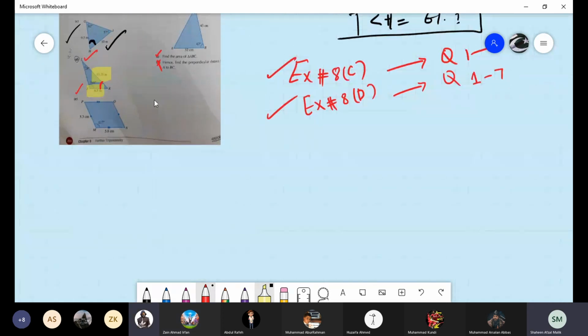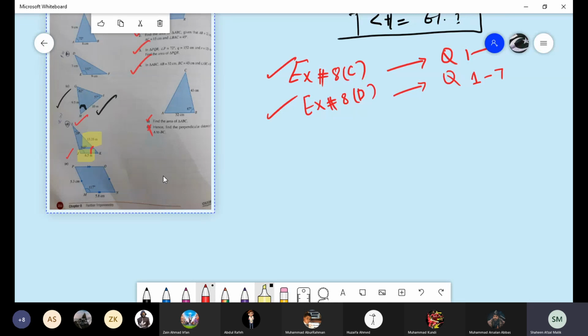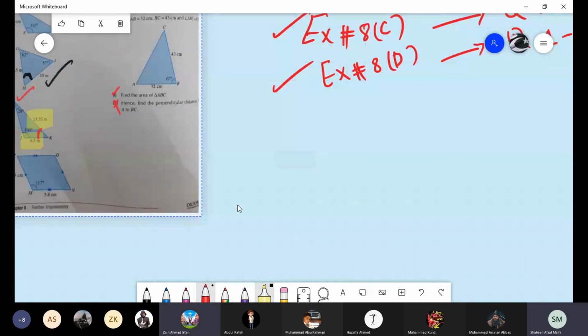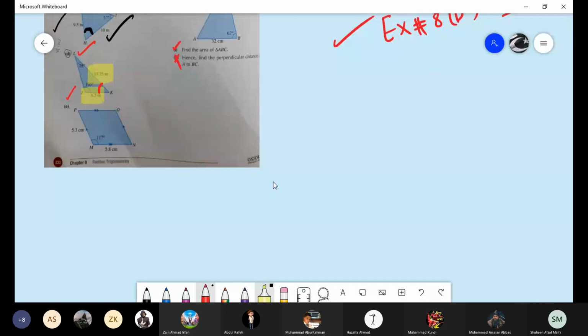Now move to question 4. Yesterday we have done A, B, C and D; C and D was homework. Today we have to start from question number E. Look at the E part. It is not a triangle. It is a parallelogram. Both its sides are equal to each other. How can you find the area of this parallelogram, because we have the formula only for the area of a triangle?